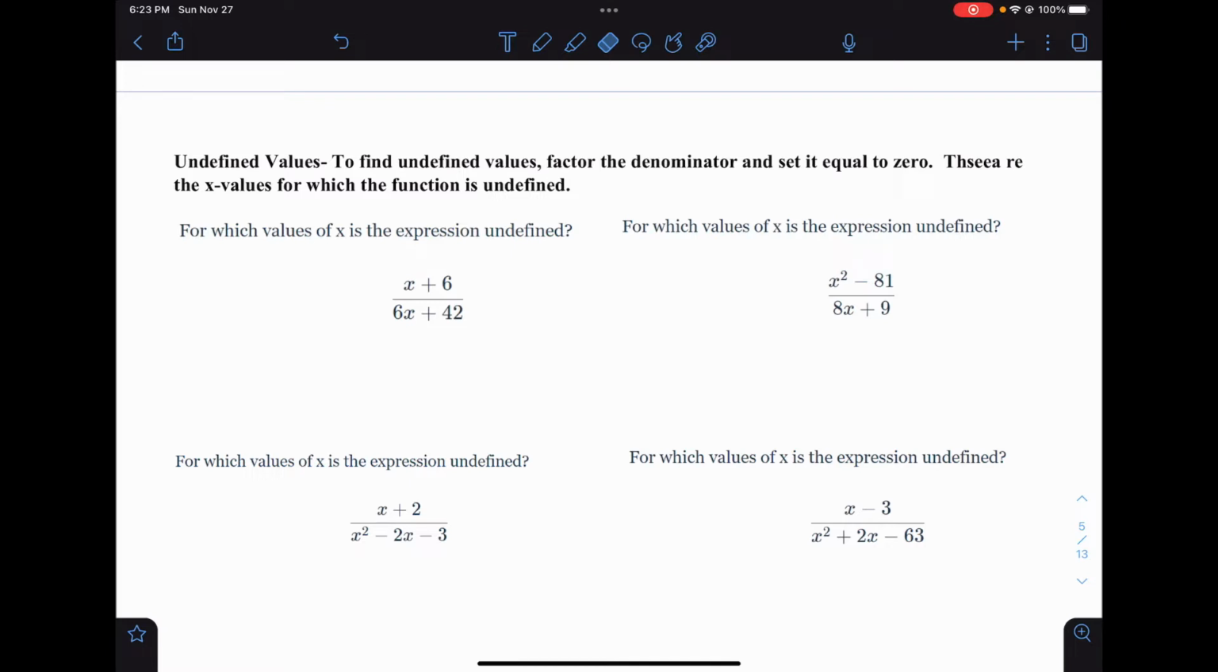So essentially what we have to do is factor the denominator and set it equal to 0. Whichever x values we get, those are the x values for which the function is going to be undefined. So factor the denominator, set it equal to 0, and you get your undefined values.